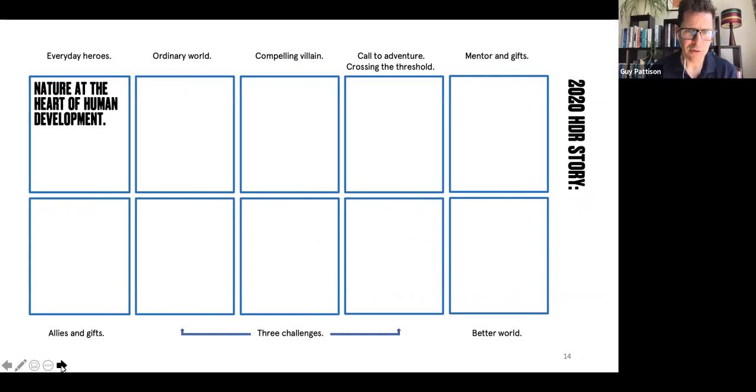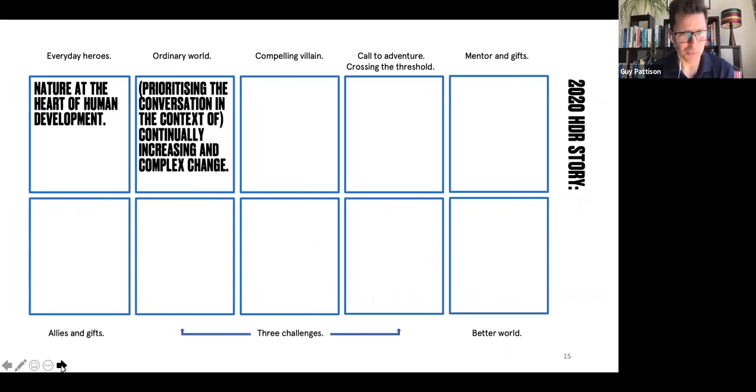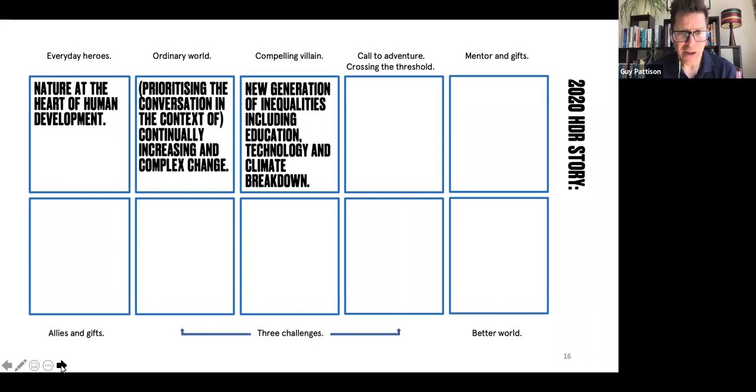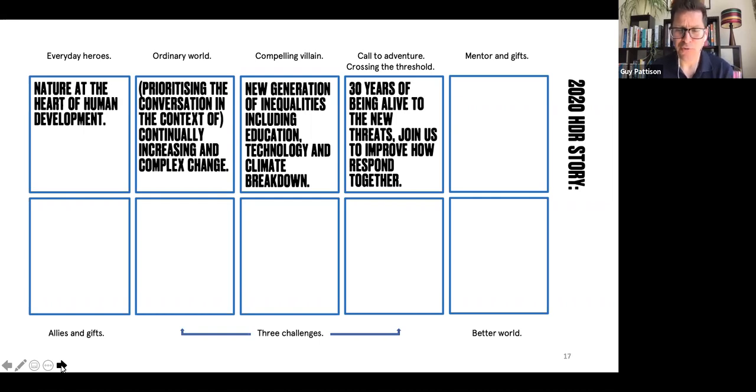The ordinary world, actually we've still got this context of continually increasing and complex change. When you add in COVID-19 and recovery and renewal, we've got a lot of frustrations that are driving us to leave the ordinary world and seek a better one. The compelling villain stands as this new generation of inequalities. Shifting the call to adventure and crossing the threshold together, actually the 30-year anniversary is a huge opportunity, and particularly the continuity of that message that you've continually been alive to new threats is a really powerful call to adventure, and asking people to join you in improving how you respond is a very, very powerful message.